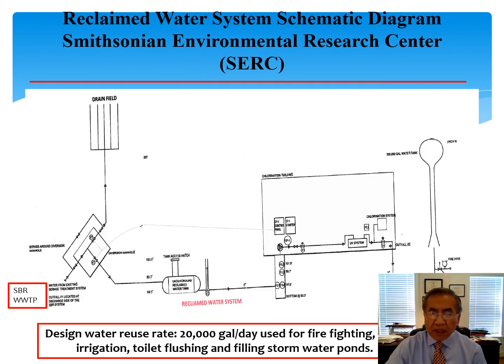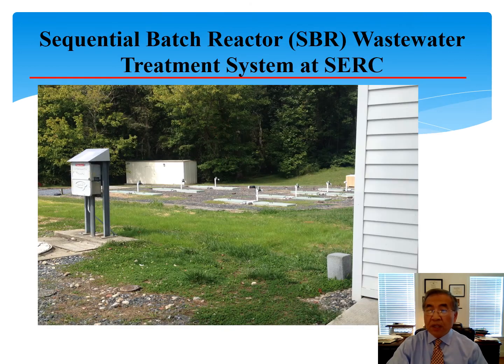Here is a schematic diagram. On the left side, there's a treatment plant. They treat the water, push it, and it goes into a manhole. The manhole has a control valve they can use to divert flow to the drain field, or they can divert a portion of it to reclaimed water. The reclaimed water system includes a filter in the building, and also UV and chlorination. After they treat it, they can pump it to the water tower and store it there. This water tower has a 300,000 gallon capacity and can store water for use in fire protection.